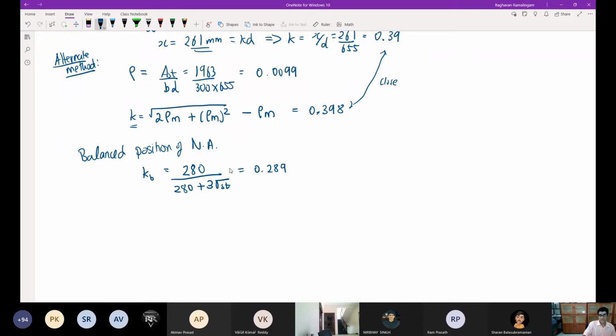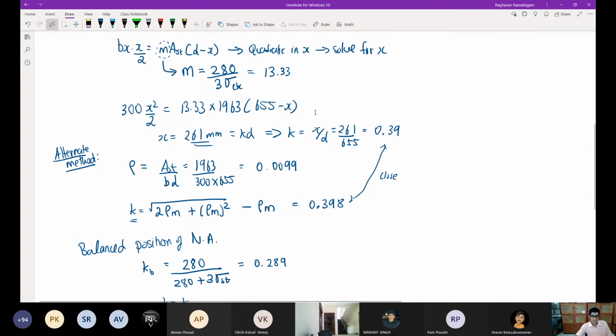Now, which is greater? Is K greater or is KB greater? Compare this and this, which is greater? K is greater than KB. Meaning that the beam is actually having its neutral axis below the position where it should be if it is to be balanced. So K is greater than KB, and if you remember, maybe I'll just share that PPT for 1 second.